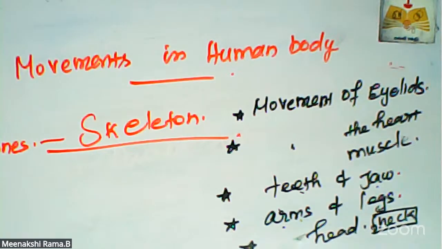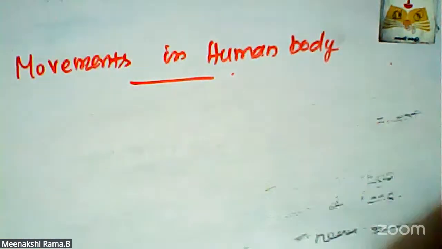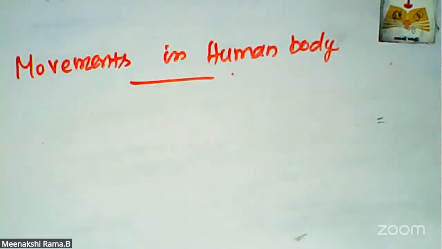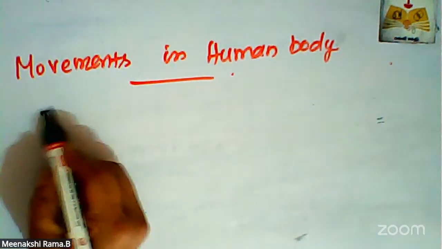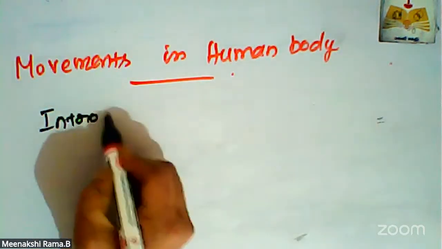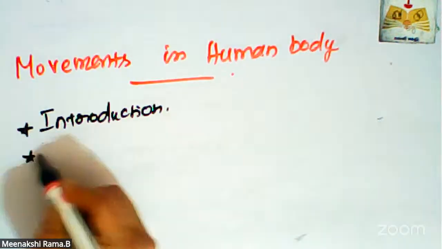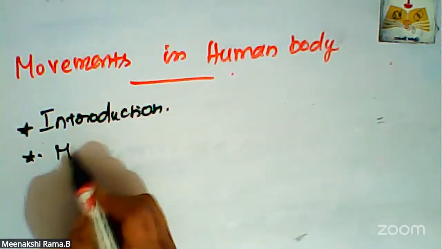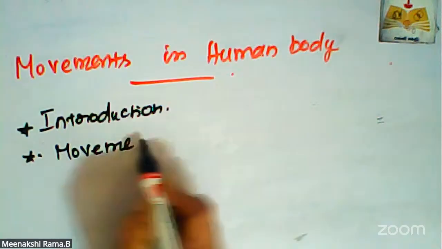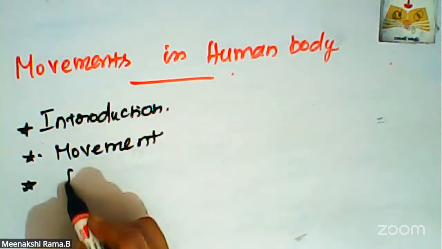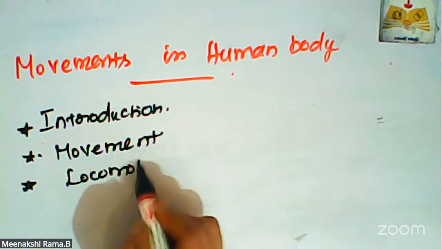Okay. So what are the details we learned in this session? Students, you please ask me now. This is your doubt session part. If there is any doubt, please ask me. What are the topics we learned today? First one is the introduction part. What is movement? And then second one is movement and locomotion. What is movement? What is locomotion?